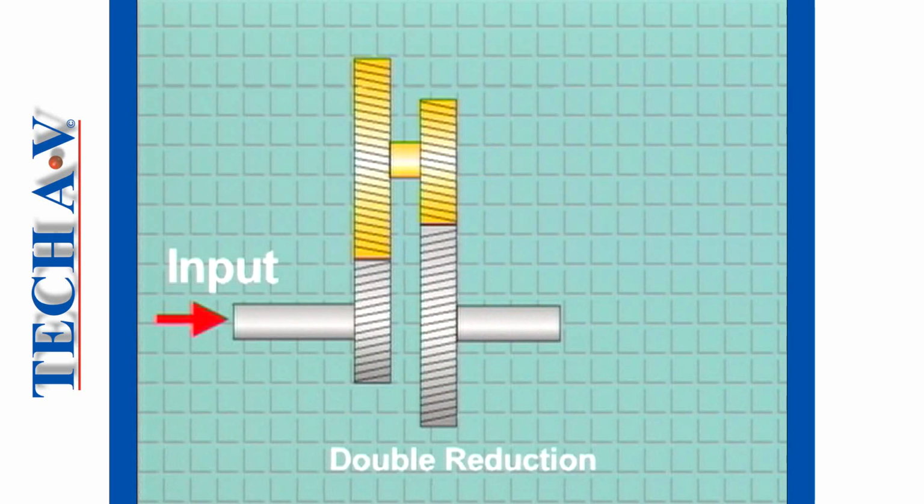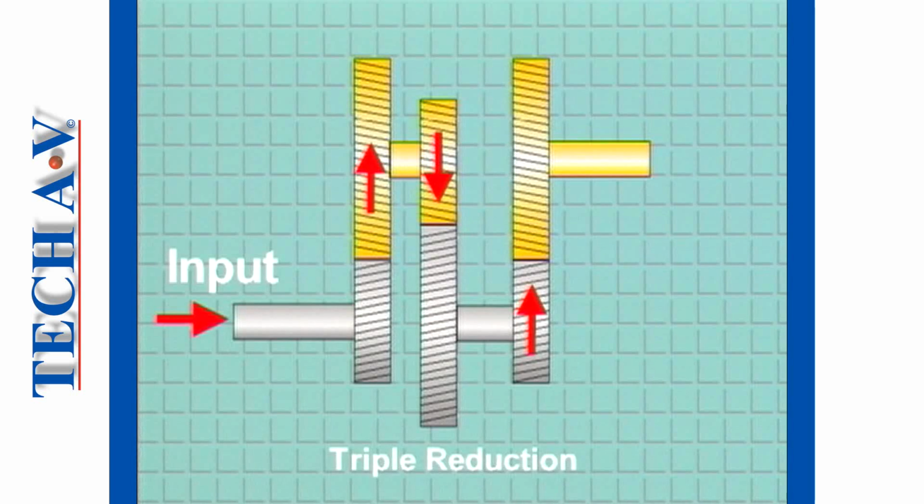A double reduction involves two stages of reduction. Typically, an input shaft carries a pinion. The pinion drives a first stage reduction gear. This gear carries a second stage pinion, which drives a final stage output gear. In this manner, very high reduction factors can be built into a relatively small reduction unit.